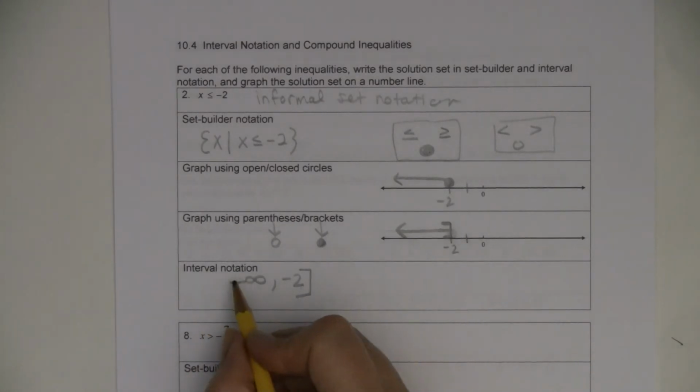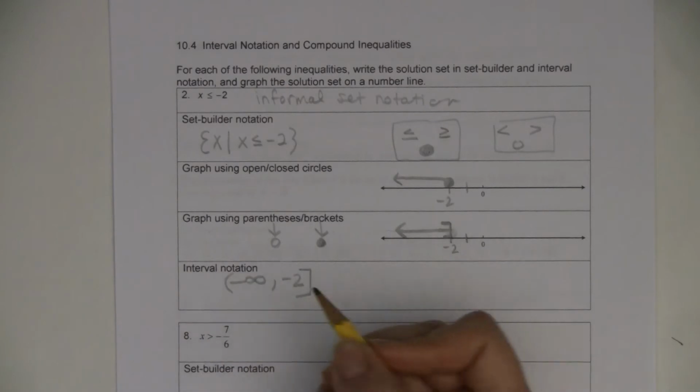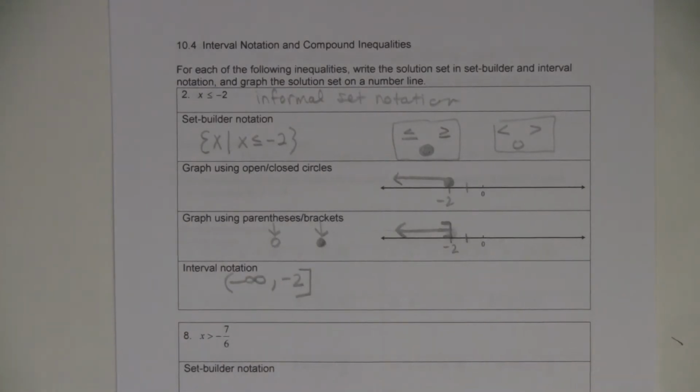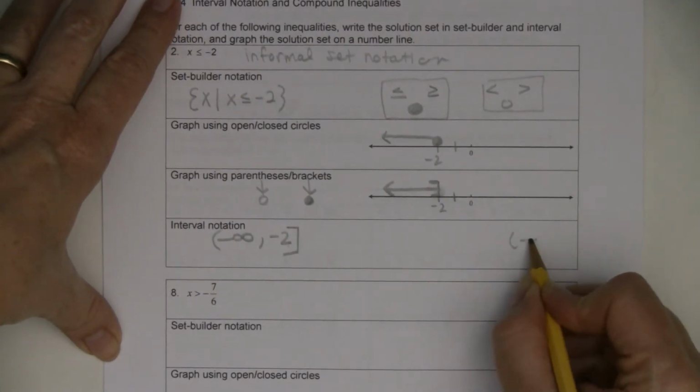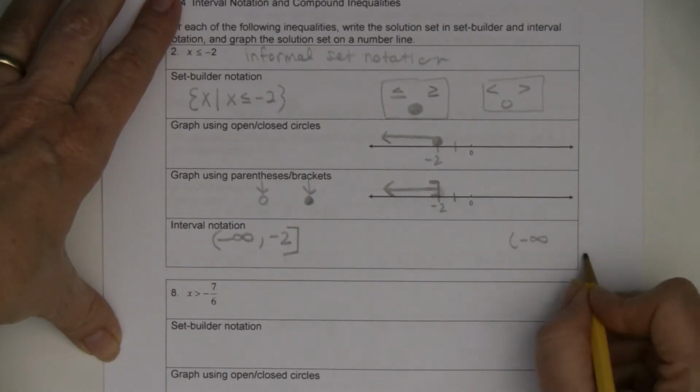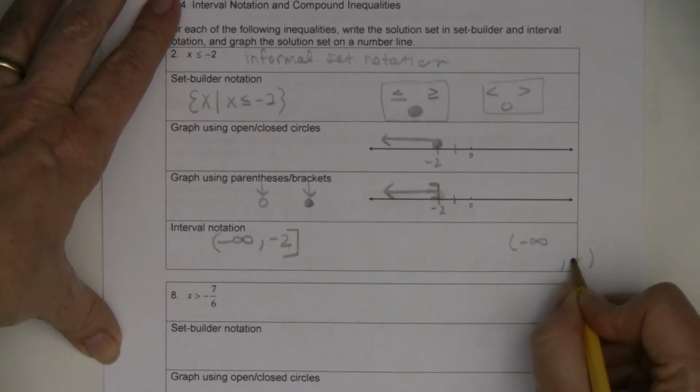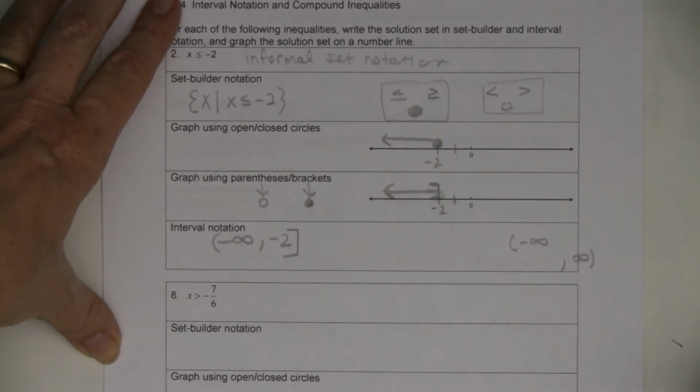And then I need something over here, and you always put parentheses with negative infinity and positive infinity. So you always put parentheses with them because you can't get there. I could walk all day and I'm not going to get to the end of the number line. And so that's the reason. So every time that you have negative infinity, it'll be a parenthesis. And every time that you have positive infinity, it will be a parenthesis.